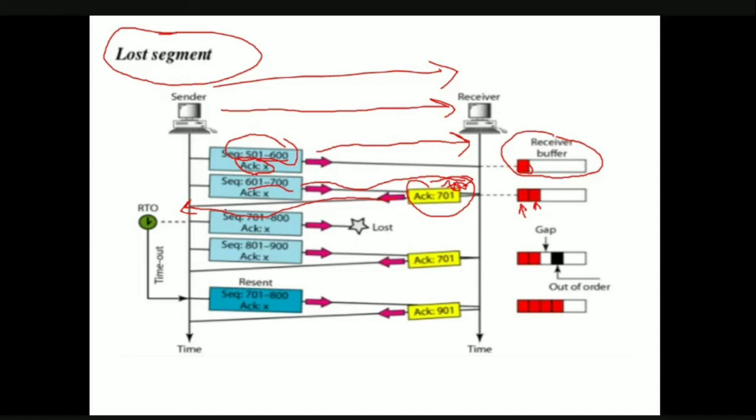Now the sender is again sending the information from 701 to 800. If you see, this is a retransmission timer, that is the retransmission timeout. This is our timer, from this time to this time.